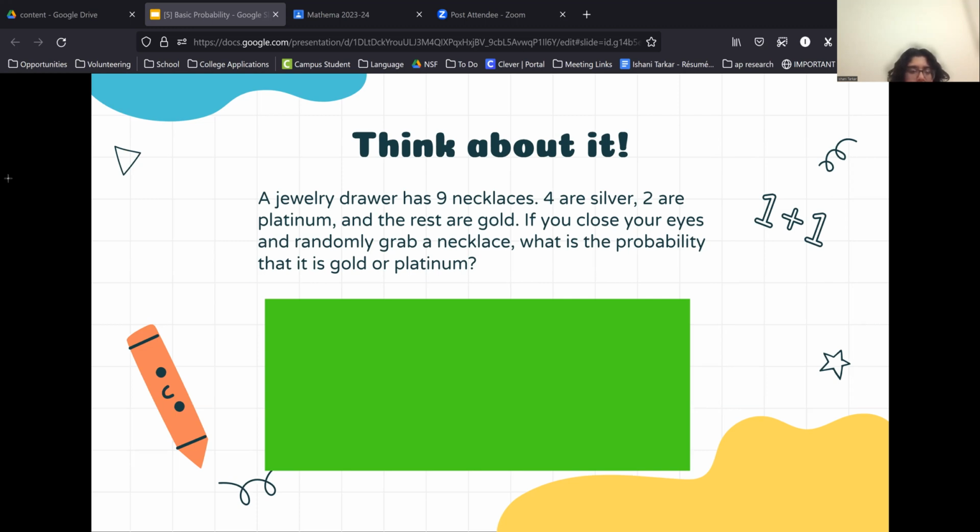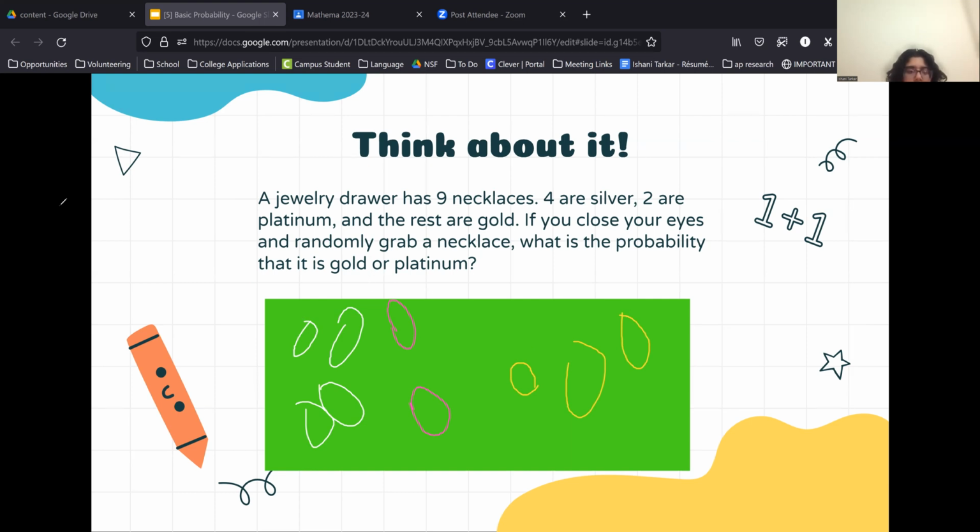So we have 4 silver ones, right? So 1, 2, 3, 4. We have 2 platinum ones, the color doesn't really matter. And the rest are gold, right? So 4 plus 2 is 6, right? Meaning that of the 9, 6 are not gold, meaning that 3 are gold, right? So 1, 2, 3. What's the probability that it is gold or platinum, right?